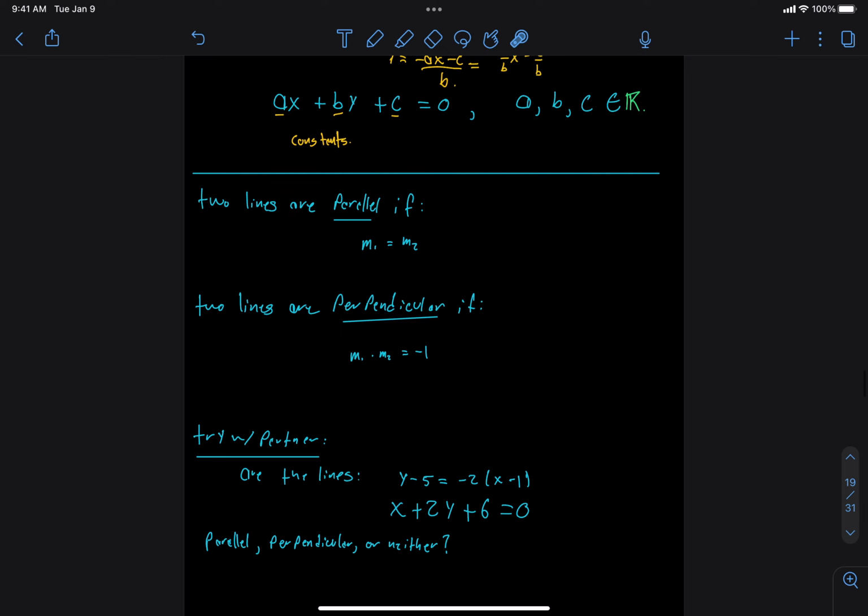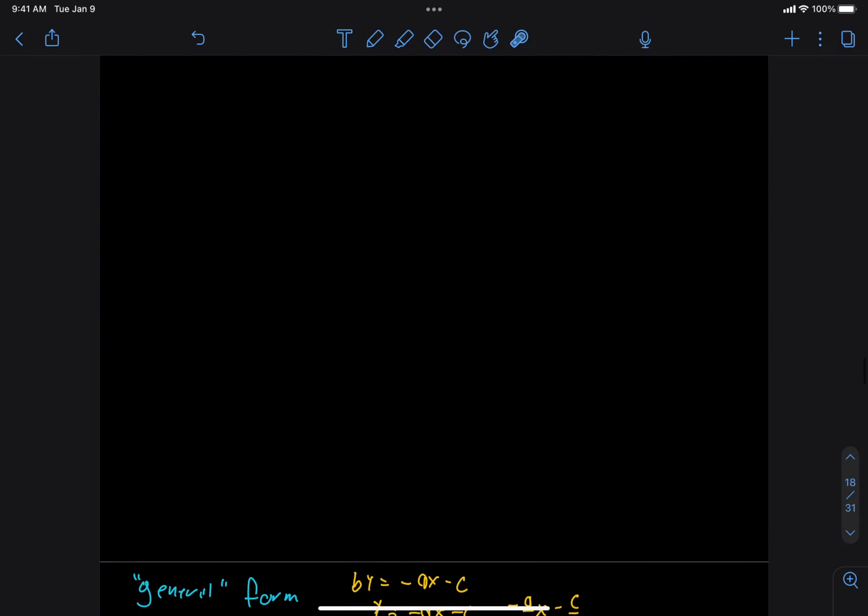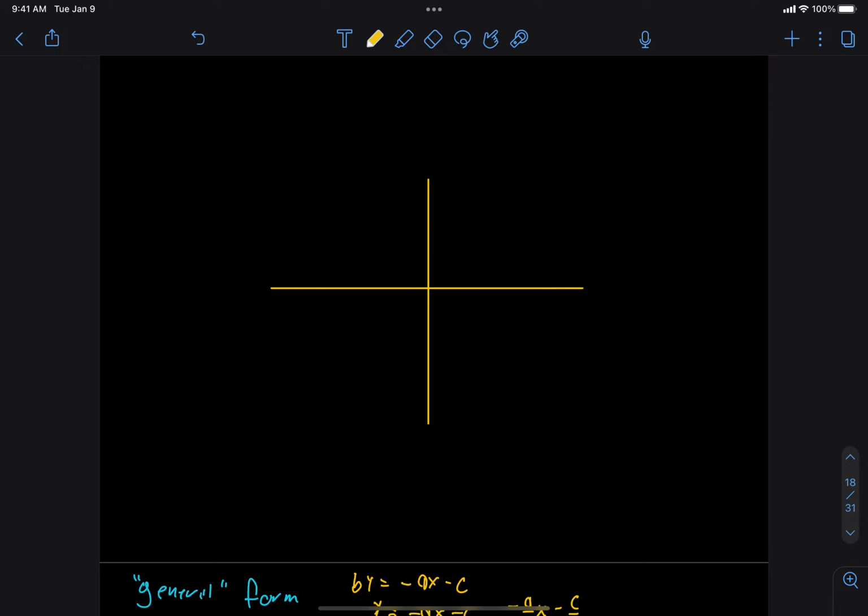So let's talk about parallel and perpendicular lines. Okay, so you may already know that if we have a coordinate plane, and we have two lines in the coordinate plane, other than the axes, obviously, then one of three things happens. The first thing that can happen is the two lines never meet, meaning that the two lines go on and on forever in the same direction.